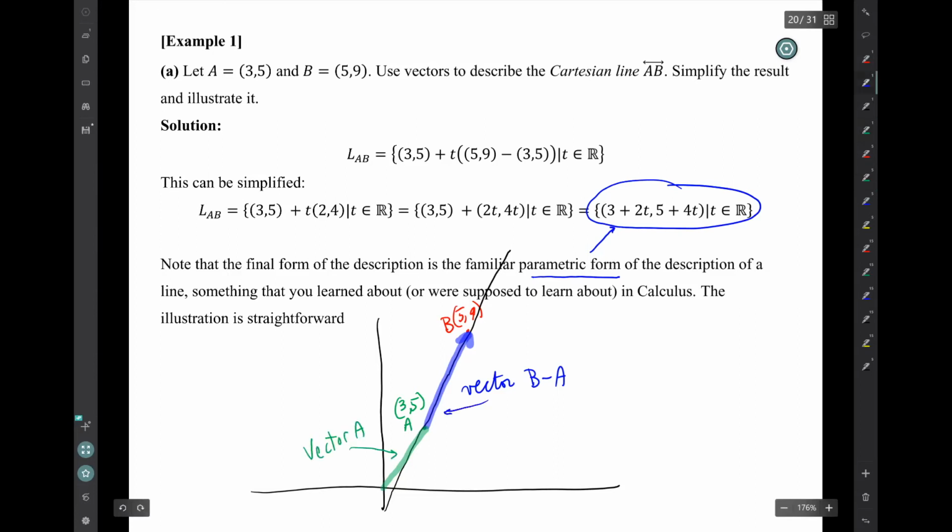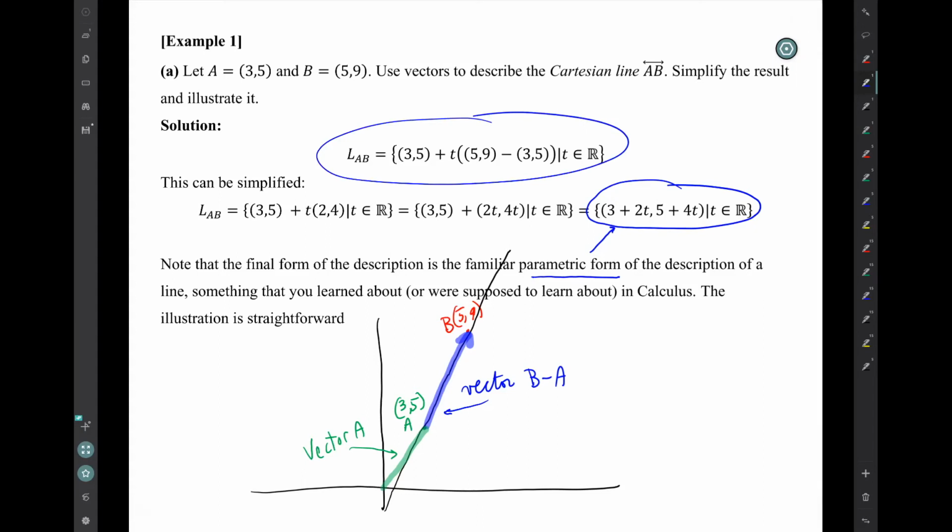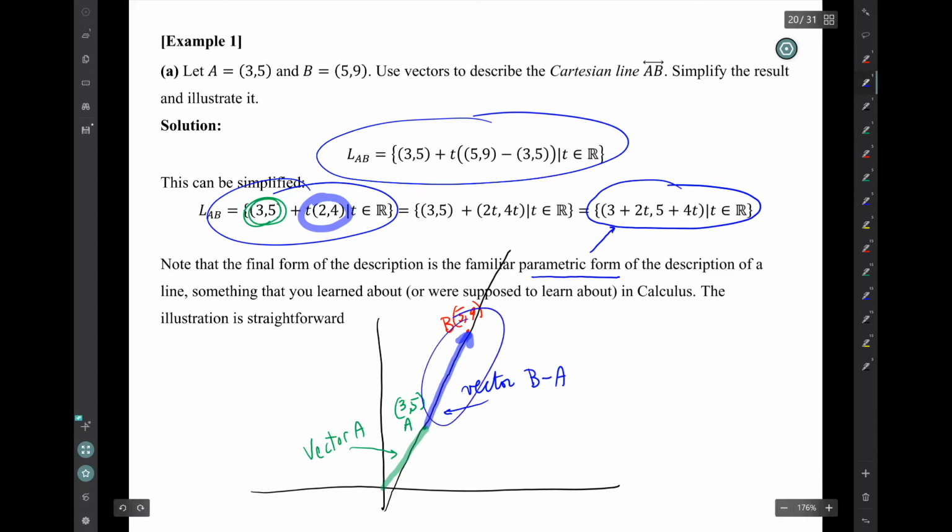So you could think of this prescription as telling you to do this. Go to point A, that's that green vector, and then add any multiple that you want, any multiple of the vector 2, 4. That'll be adding any multiple of that blue vector to that green vector. The result will always be along this black line.